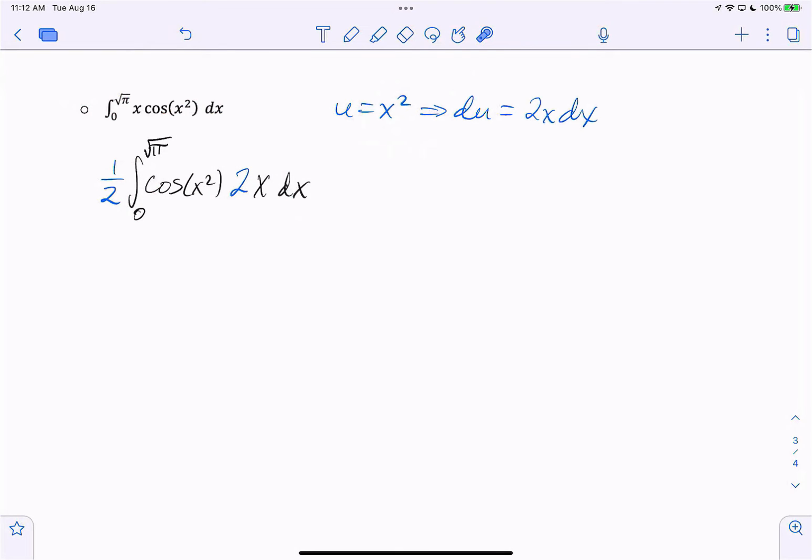A lot of people like to, I'll call it efficient instead of lazy, leave off the limits of integration and then throw them in at the end. That is not right. That's mathematically incorrect.